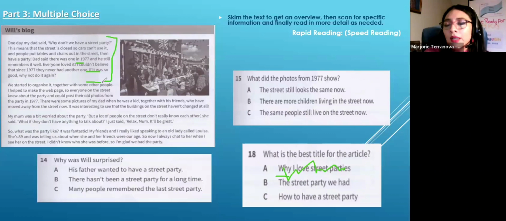Also remember that generally you identify the main idea of a text in which part? In the introduction, in the body, or in the conclusion? In which part of a text do you identify the main idea most of the time?